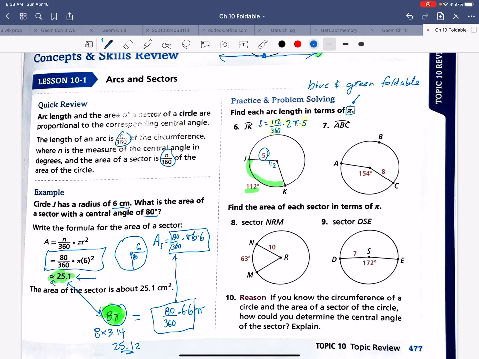So I'm going to do 112 divided by 360, enter, times 2, enter, times 5, enter. I get 3.1 repeating pi. I'll do that again. 112 divided by 360, enter, times 2 times 5. All right, what about arc AB?